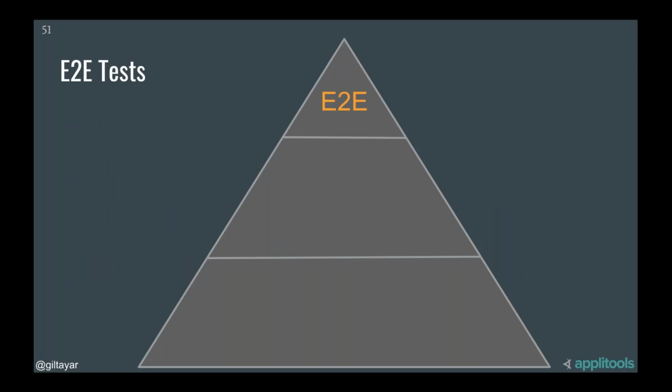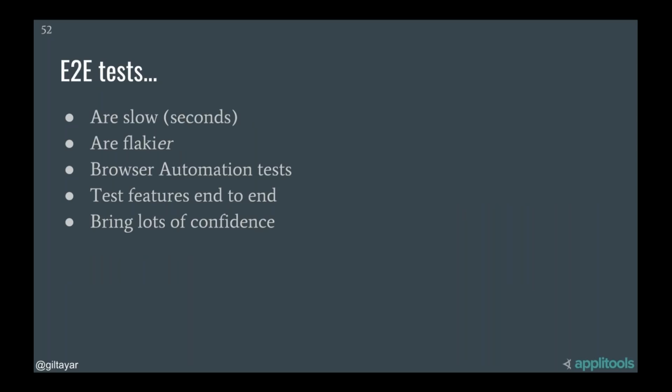Last one is end-to-end. End-to-end are slow, seconds, sometimes tens of seconds. They are flakier.